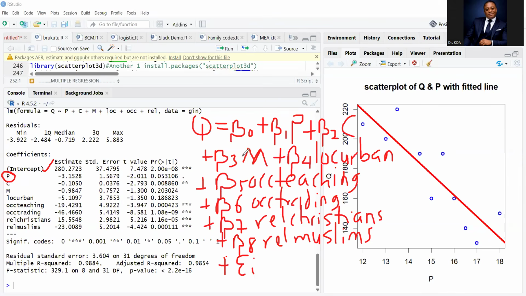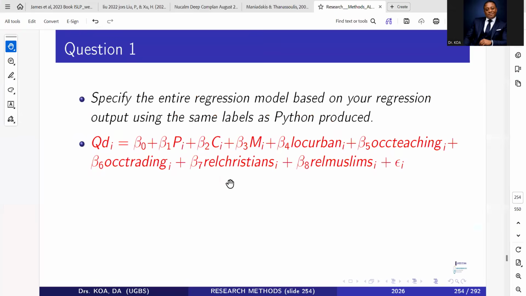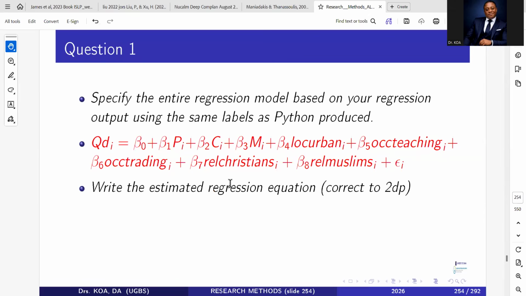All right. So this is 6 marks we just poured here. Okay. We are done. We've been able to specify the regression model. This is exactly the way it's supposed to be. The next question, please write it down. Question number 2. Write the estimated regression equation correct to 2 decimal places.